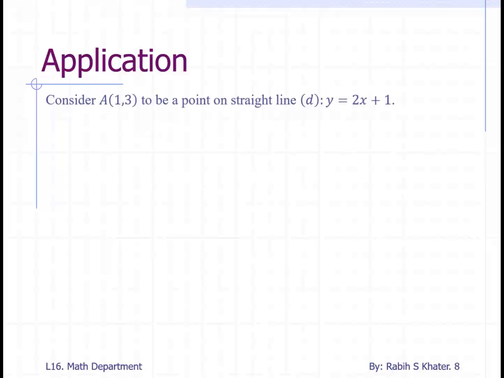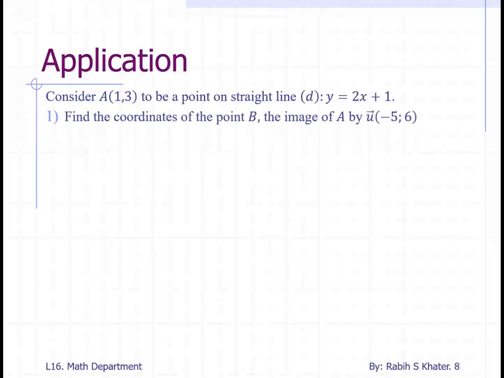Application. Consider A to be a point on straight line D of equation y equals 2x plus 1. First part, find the coordinates of the point B, which is the image of A by vector u. Then, determine the equation of straight line T, image of D, by the given vector u.